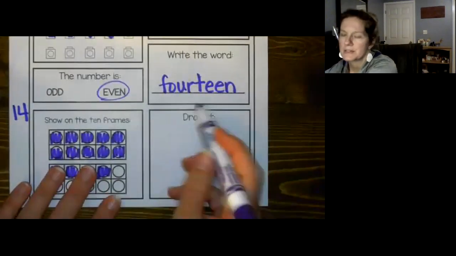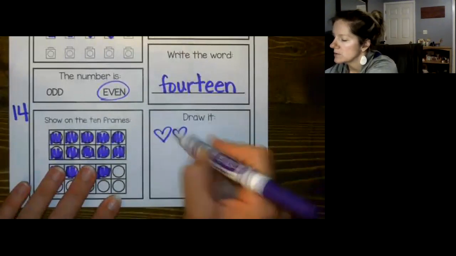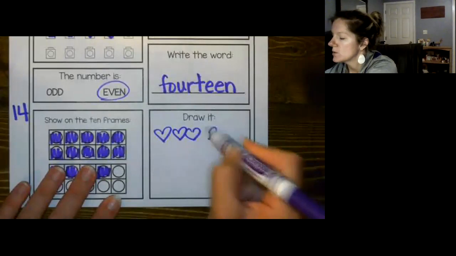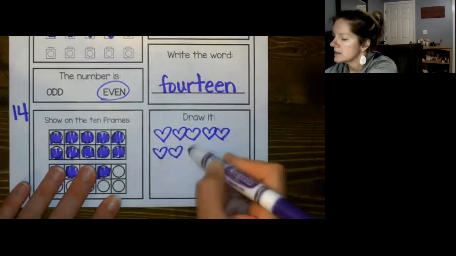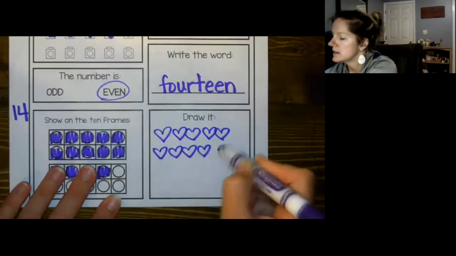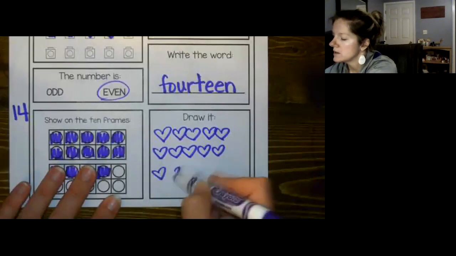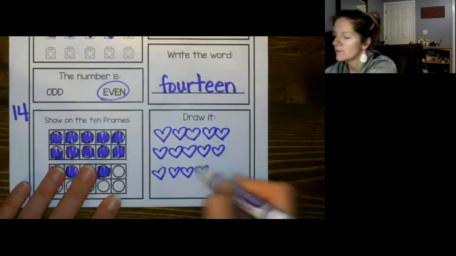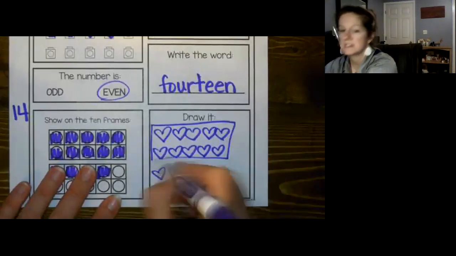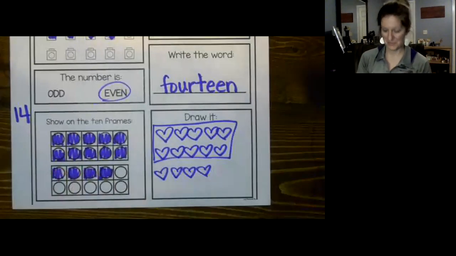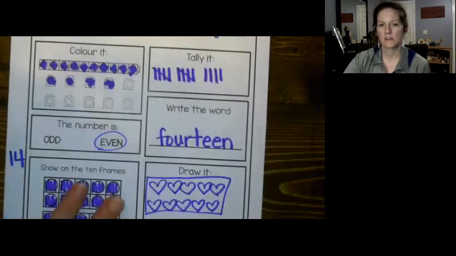All right, over here they want us to draw. I think I'm going to draw hearts today. So count with me. 1, 2, 3, 4, 5, 6, 7, 8, 9, 10. So there's my 10. How many extra ones? 1, 2, 3, 4. Now, my boys and girls, you know I like to box it in, so it's easier to see that that's 10 of them, right? Remember we did that? All right. So there is your number of the day.